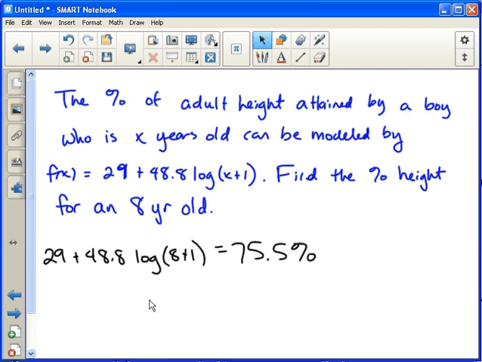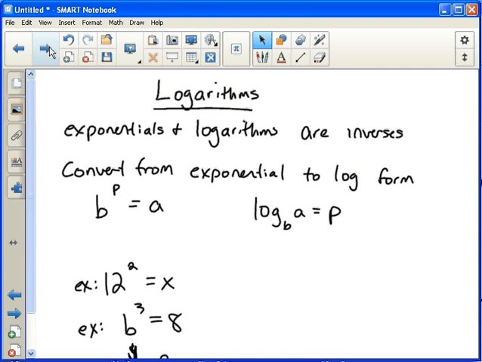Okay, so now let's just talk about them more in general, now that we've seen some places where they're used and can be used. Like I said earlier, exponentials and logarithms are inverses of each other. They do opposite things. And one thing we need to know how to do is convert from exponential form to log form. And the way I remember this is just log BAP.